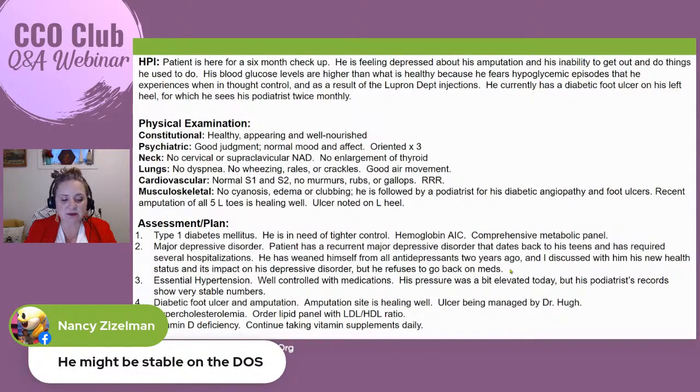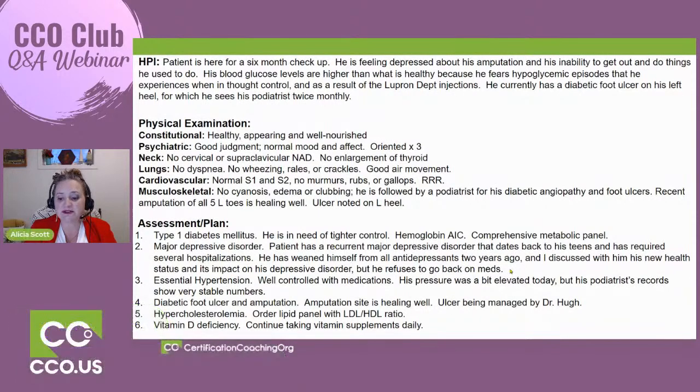Yes, and Nancy brings up a point. He might be stable on the date of service. Could be. You're absolutely right. That is a good point to make: the HPI says he has been depressed, but today he's in good spirits.